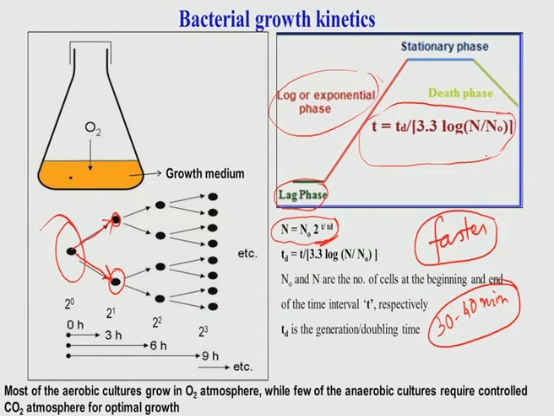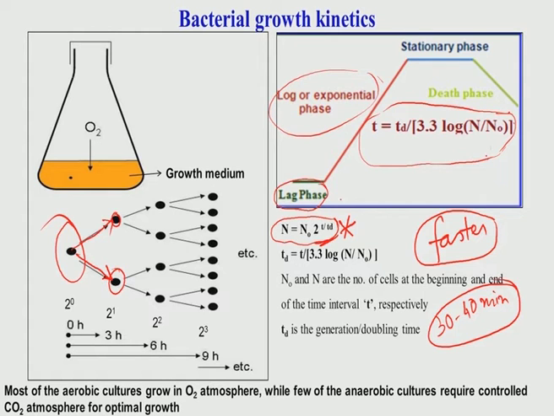I repeat, this simple equation tells you the number of bacteria at any given time t: capital N is equal to N naught multiplied by 2 to the power t by TD, where TD is the generation or doubling time, t is any given time, and N naught is the number of bacterial cells at the beginning of the growth conditions.